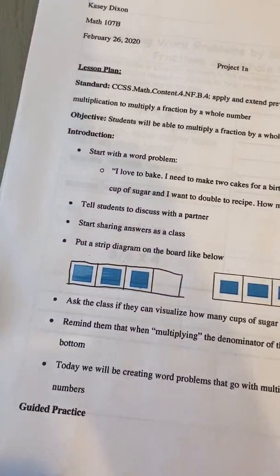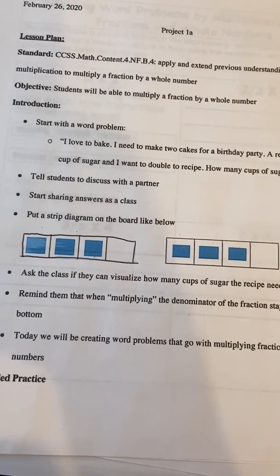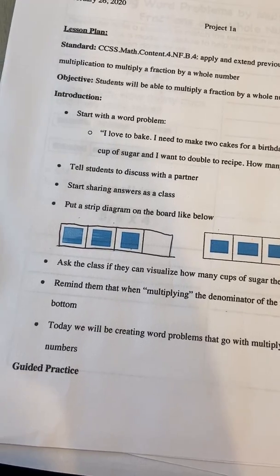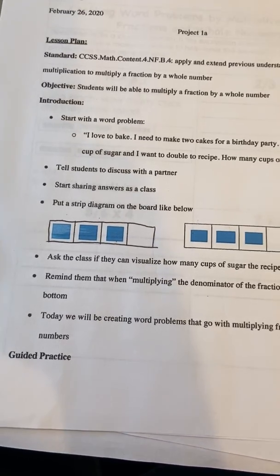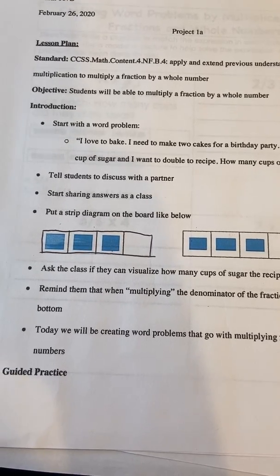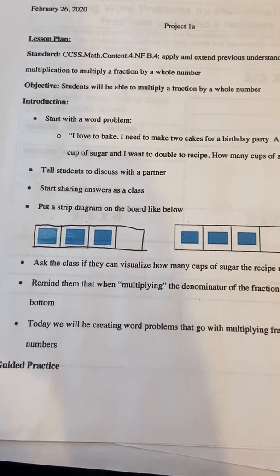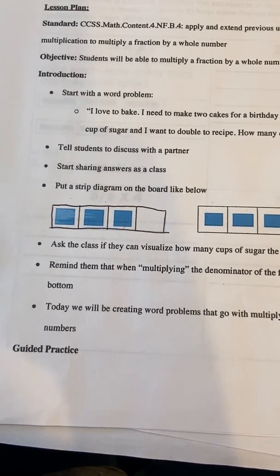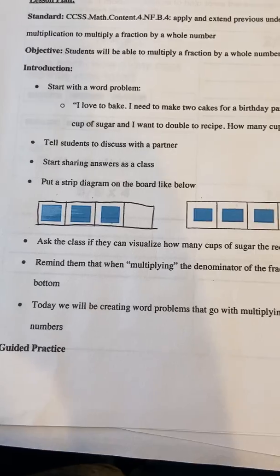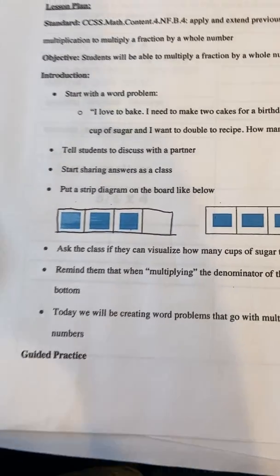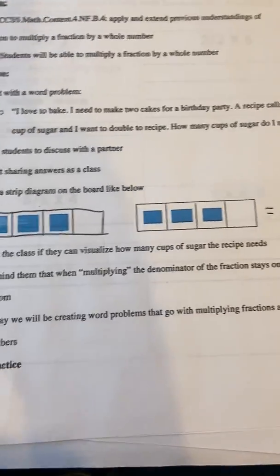So I stated that for this lesson, I chose to focus on the CCSS Math Content 4.NF.B.4 standard, and it focuses on applying and extending previous understandings of multiplication to multiply a fraction by a whole number. And in this lesson, we used a lot of visual aids to help students understand the multiplication between a fraction and whole numbers. But in the student's head, they are visualizing more of an addition problem rather than multiplication. So they're doing it without even realizing that they are multiplying.